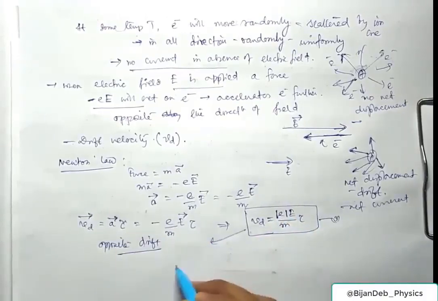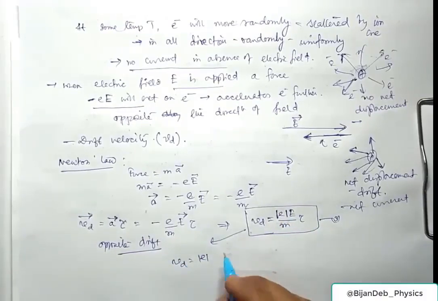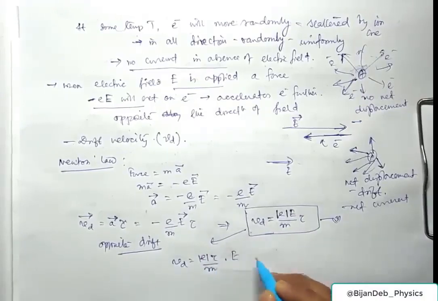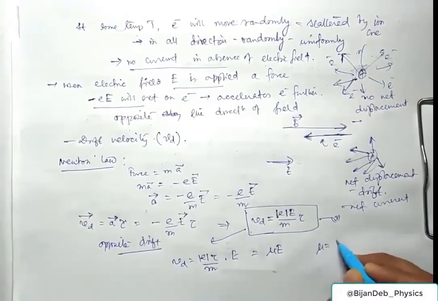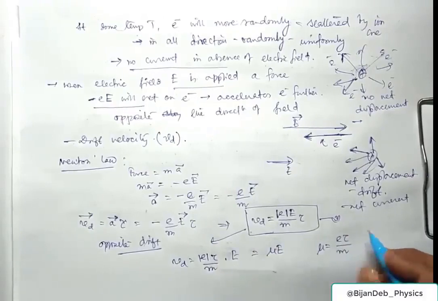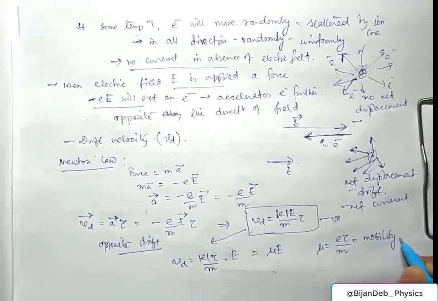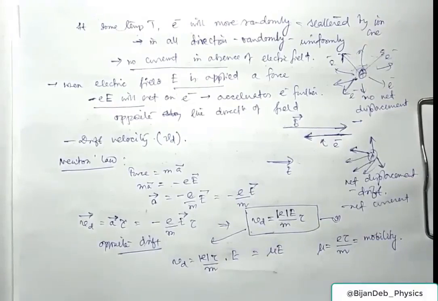Now from here we will find various relations. Vd equals e tau by m into E. We will modify it like this and write it as mu E. So what is mu? Mu is written as e tau by m. So what is this? This is called mobility.